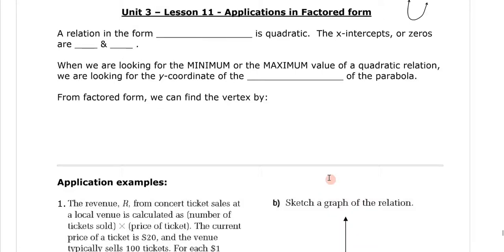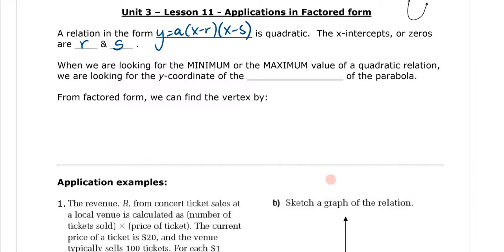Unit 3, Lesson 11. Let's look at some applications in factored form. So let's recall the relation in the form y equals a times x minus r times x minus s is a quadratic. This is a quadratic in factored form, and the x-intercepts given by this factored form, or sometimes you call them the zeros, are given by r and s.